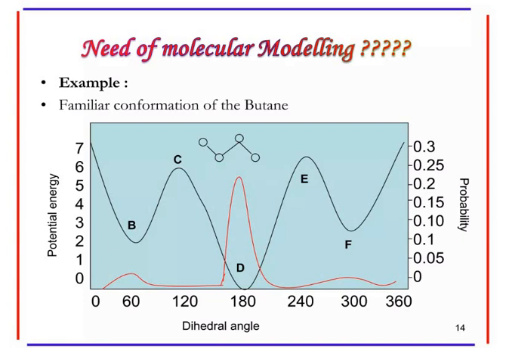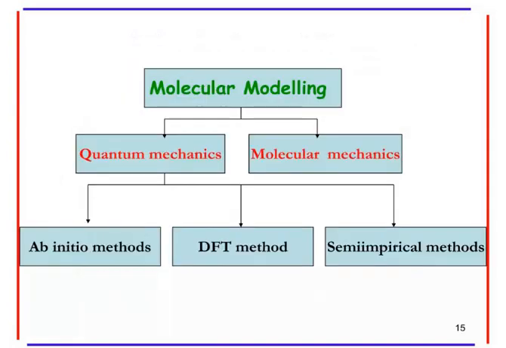Consider the familiar conformation of butane. You know the conformations of butane because of the dihedral angles. Molecular modeling methods are of two types, quantum mechanics and molecular mechanics. Quantum mechanics includes ab initio methods, DFT (density functional theory) methods, and semi-empirical methods.